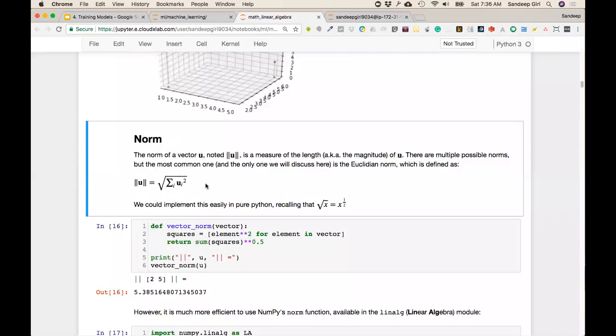So the norm is the measure of length. Let me come back again. It's the measure of length. How do we convert a list of values into something singular, so that we can compare it easily as a scalar? That's the role of a norm, correct?